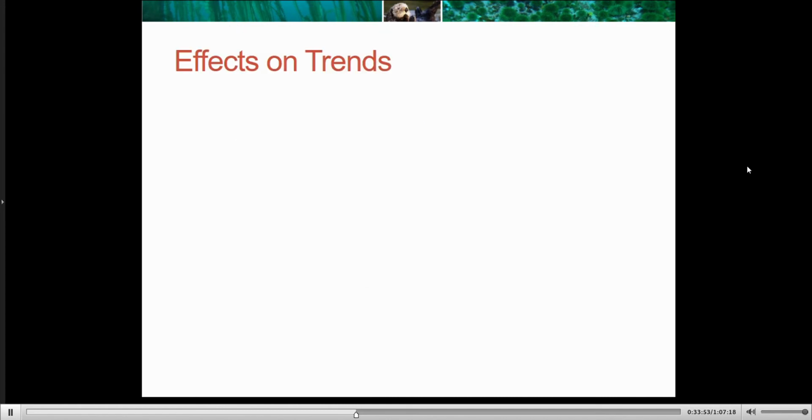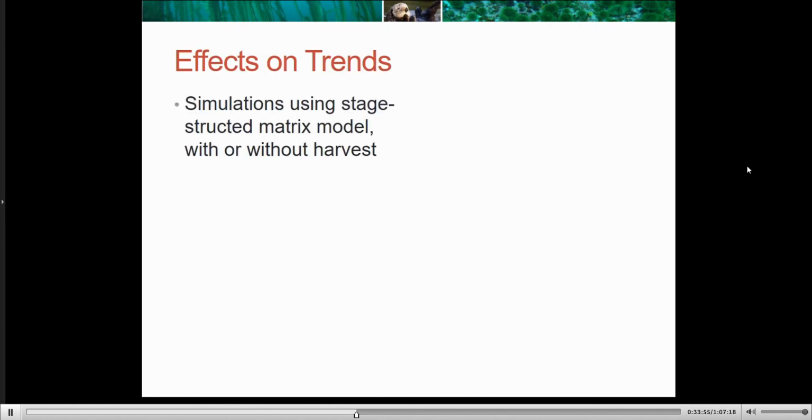So what are the effects of these harvests on trends? To evaluate that, we ran simulations using a stage-structured matrix model, spatially structured and, in this case, age and sex structured, because we had age and sex specific data on the harvest records as well. So again, the age and sex specific underlying survival rates were parameterized based on the telemetry data I mentioned before. And we ran this model with and without harvest mortality being added in.